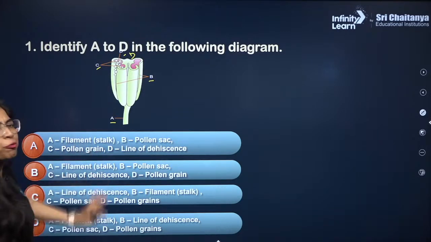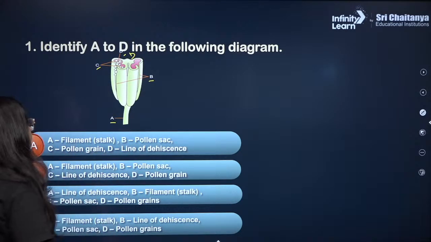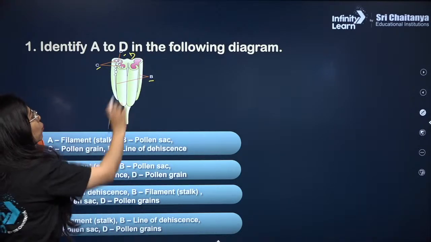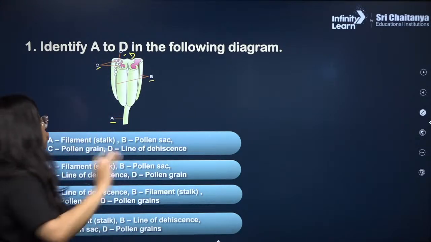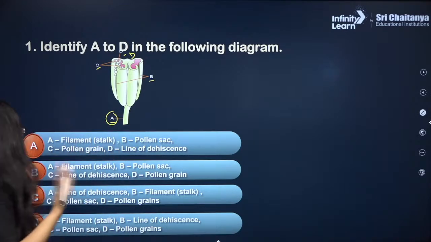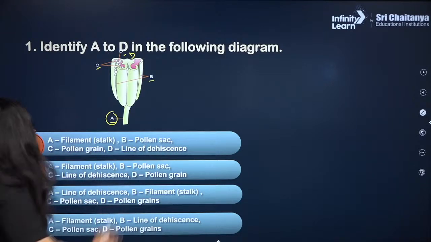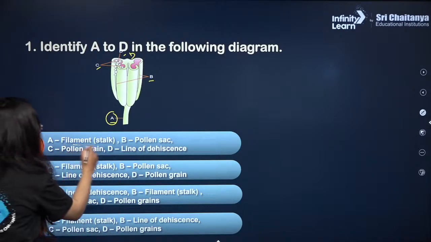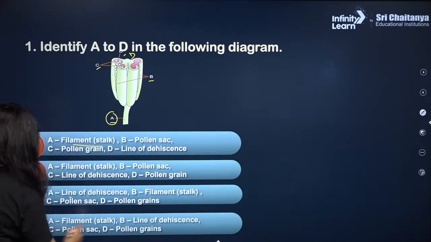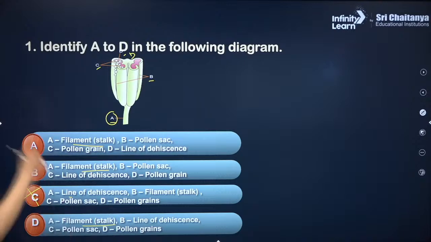So first of all, something that I'm very sure of. What would I do if I were a student like you? I clearly know that these three things are clumped. So first of all, I know that A is the stalk of the anther, which I usually call the filament. If I see the options, everyone, what would I do? First of all, I see filament here and I see filament here. I see filament here. So I eliminate option number C.